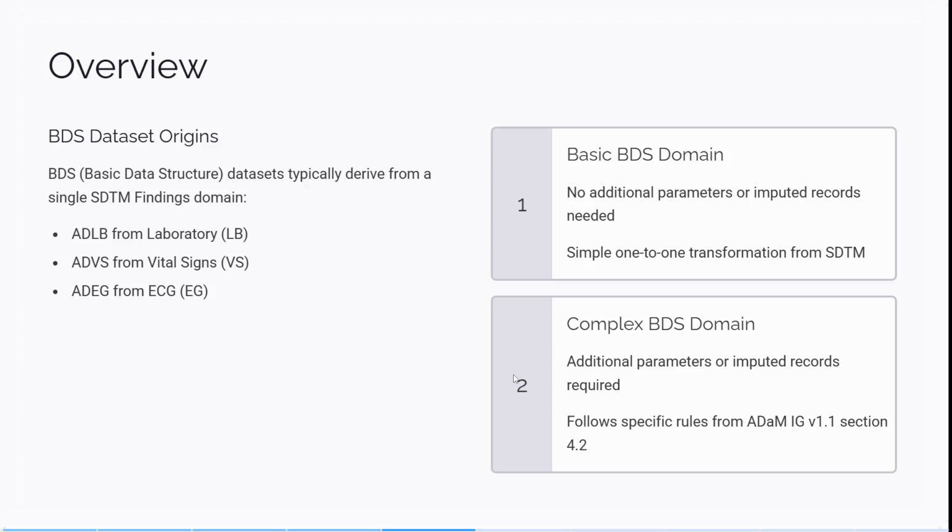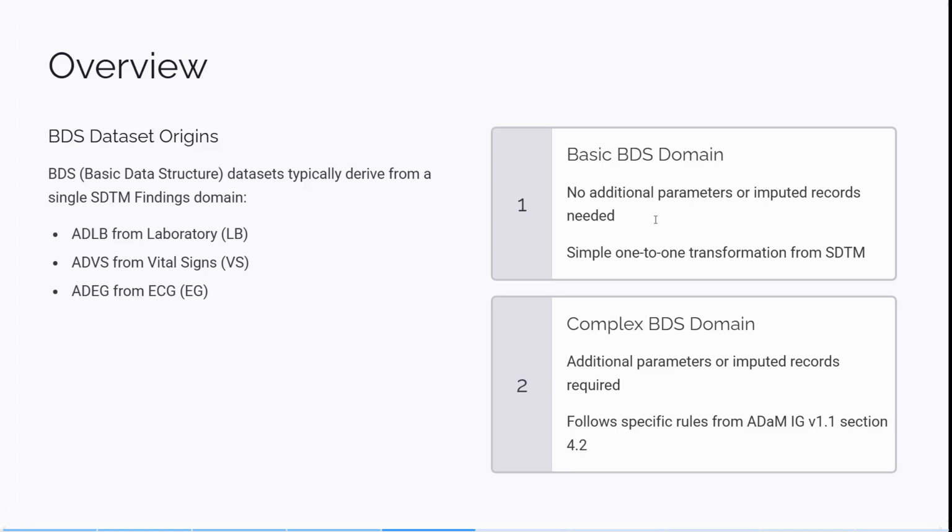So let's look at the BDS data structure origin. Basic data structure datasets are typically derived from single SDTM findings domains: ADLB from laboratory LB, VS for vital signs, and EG for electrocardiogram. For a basic BDS domain, no additional parameters or imputed records are needed, just a simple one-to-one transformation from SDTM. When you have a complex BDS domain, additional parameters or imputed records are required, and you follow the specific rules in ADaM IG 1.1 section 4.2.